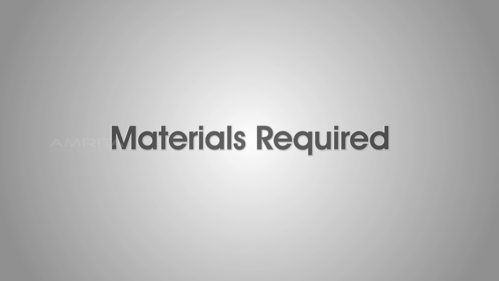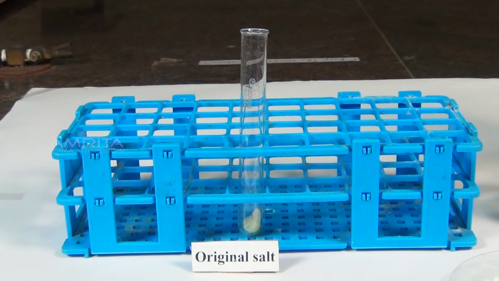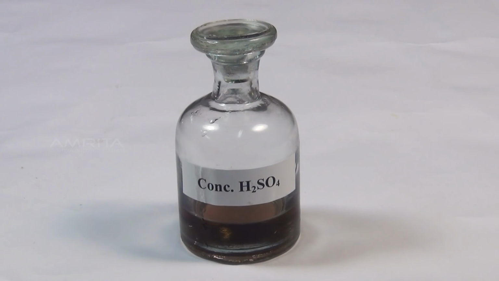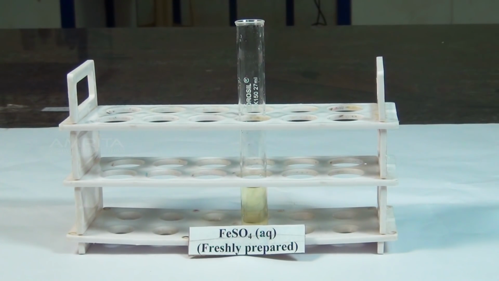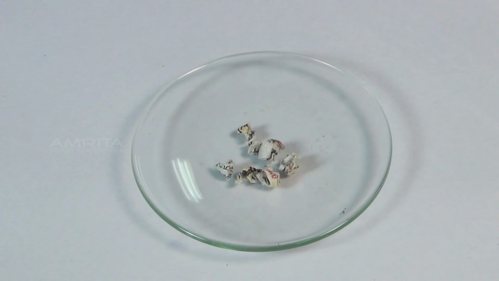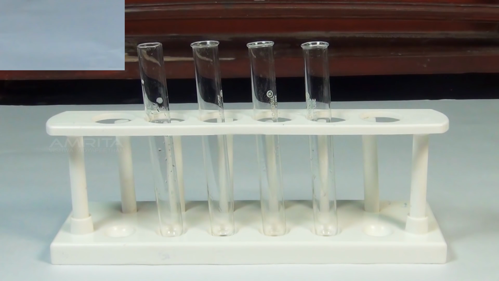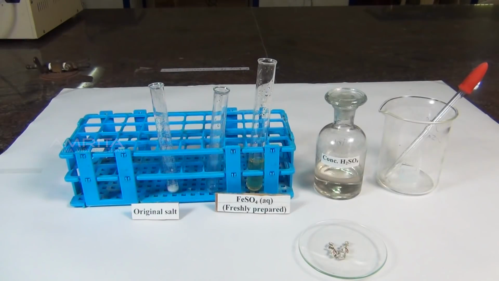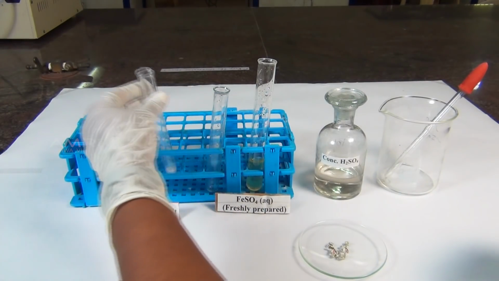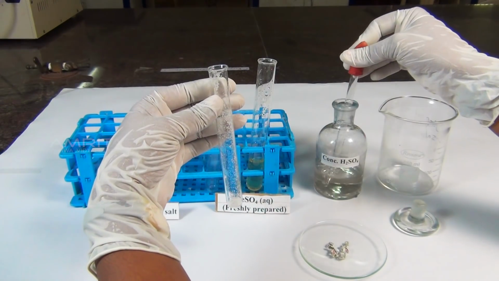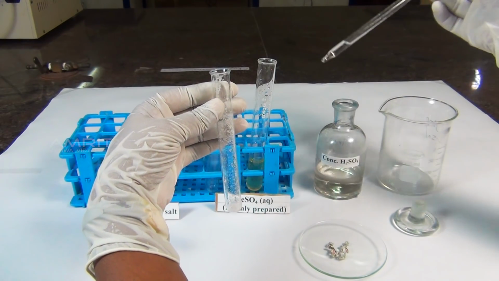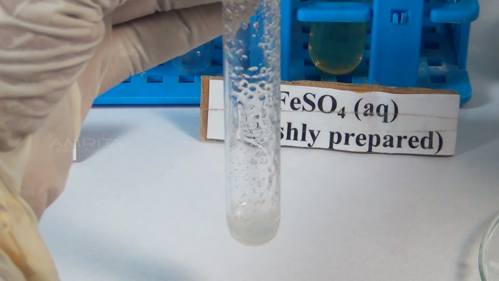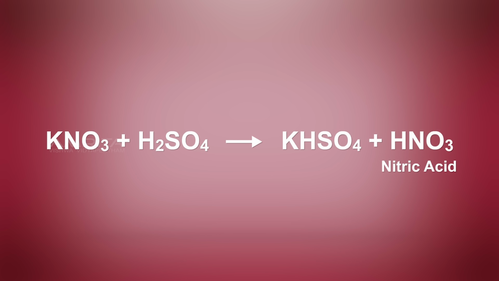Materials required: original salt, concentrated sulfuric acid, ferrous sulphate solution, paper pellets, test tubes and dropper. Procedure: take a small quantity of the salt in a test tube. To this, add a small volume of concentrated sulfuric acid using a dropper. Nitrate reacts with concentrated sulfuric acid to form vapors of nitric acid.